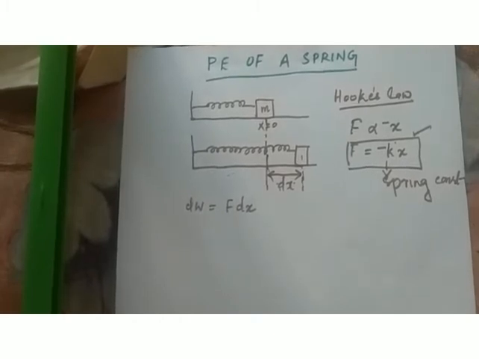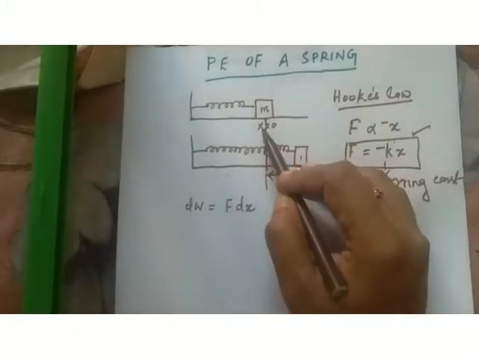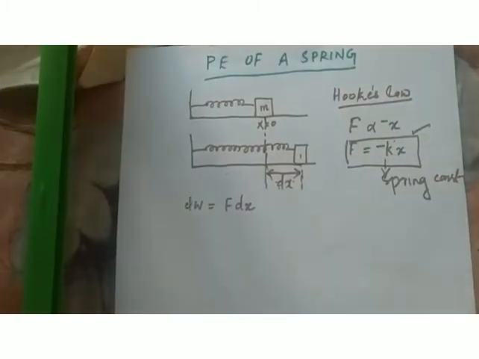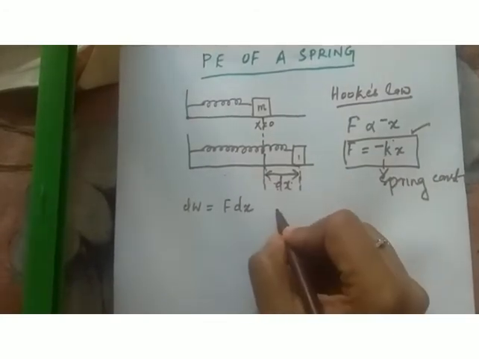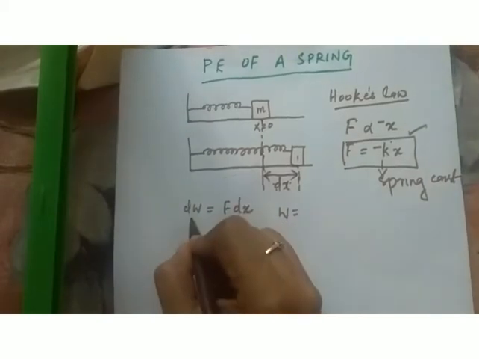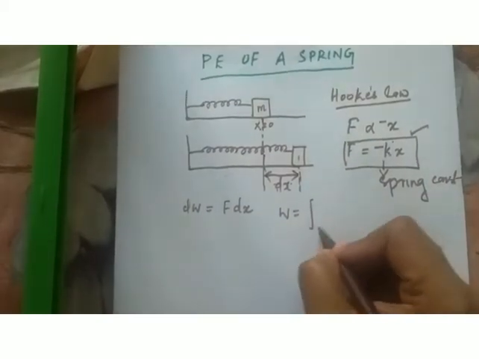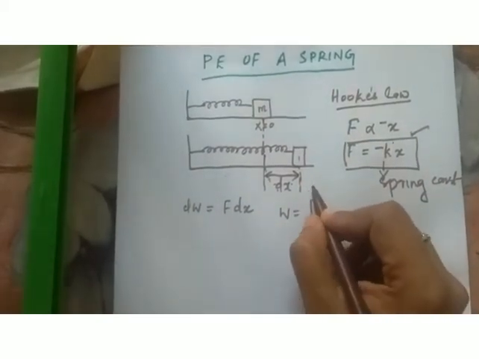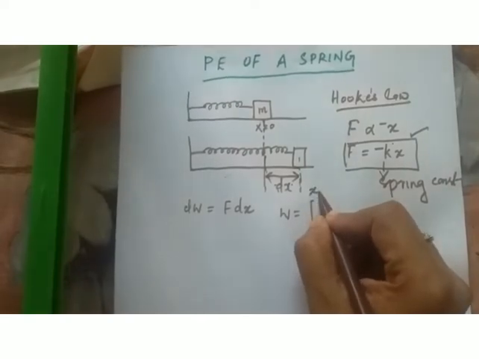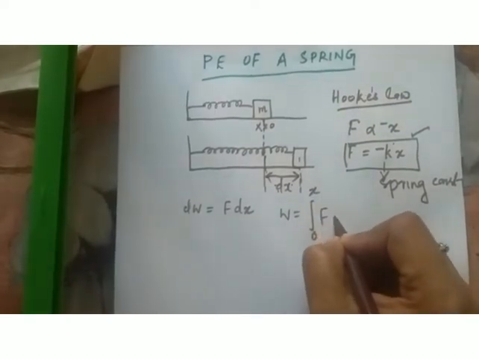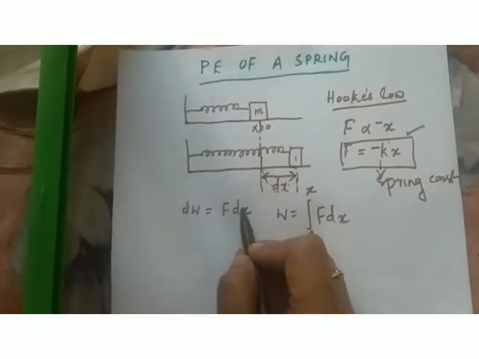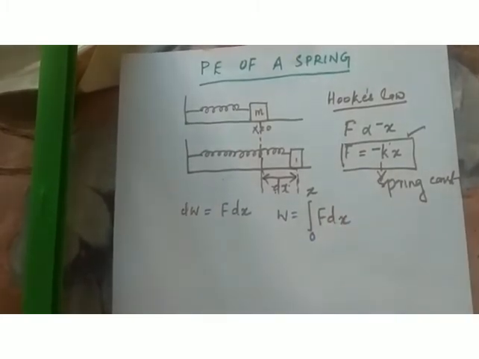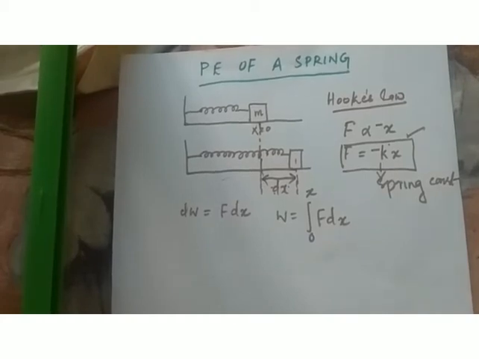So how will you find the total work done to move the body from x equal to 0 to the maximum distance, that is x? So the total work done is obtained by integrating this expression. We have already studied integration. Integrating between 0 to x, F dx. By integrating dW or by integrating F dx, you will get the total work done.